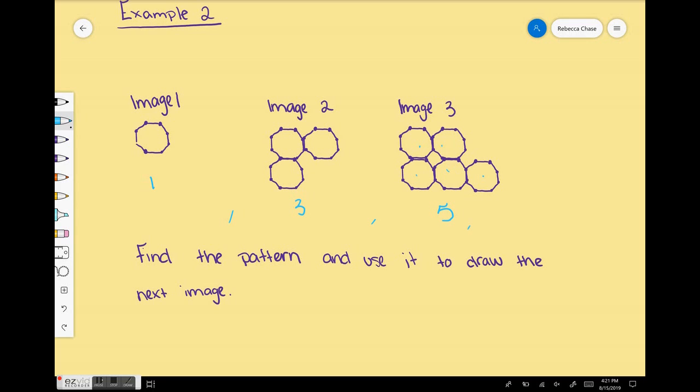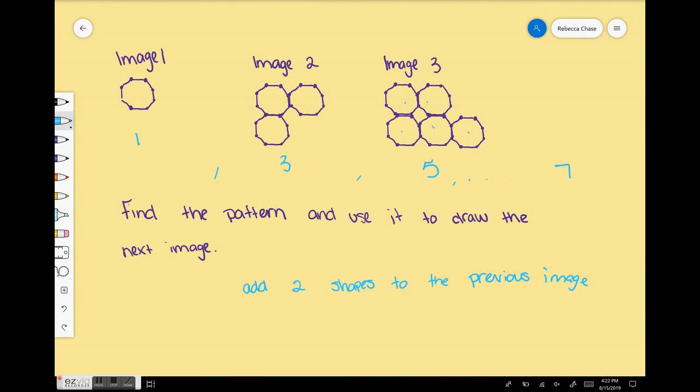If we were to guess what comes next, if we were to make a conjecture on what's going to happen there, well, our pattern is 1, 3, 5. You're probably going to give me the next odd number, which is going to be 7, right? So the pattern would be to add 2 shapes to the previous image.